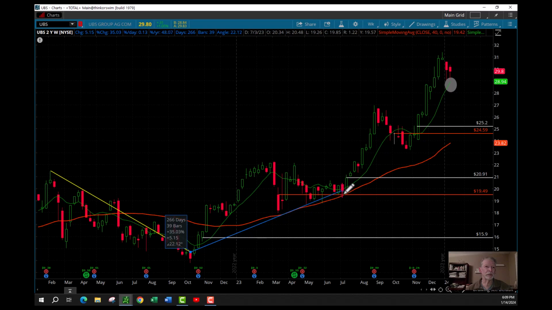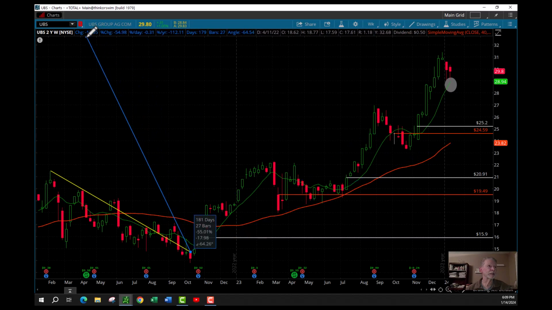I've got to be very, very careful. Then it starts moving away. It still has some distance between where it's traveling and the 200 day or the 40-week moving average. So that's just as a reference.